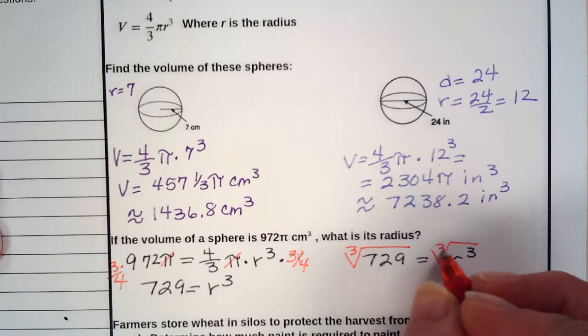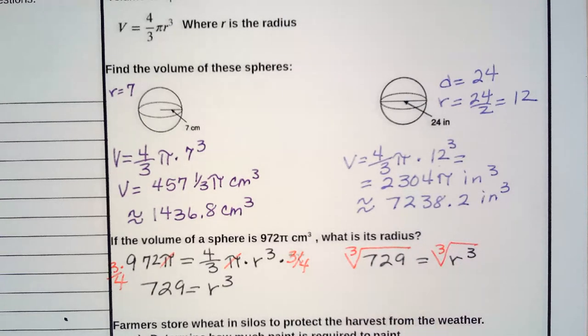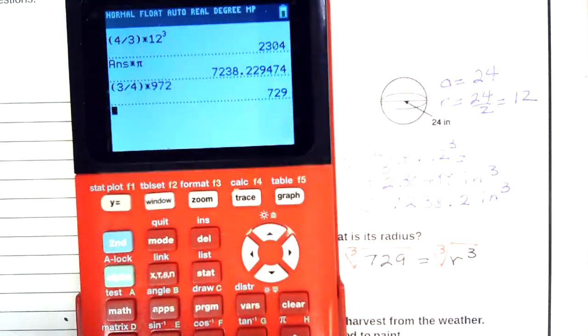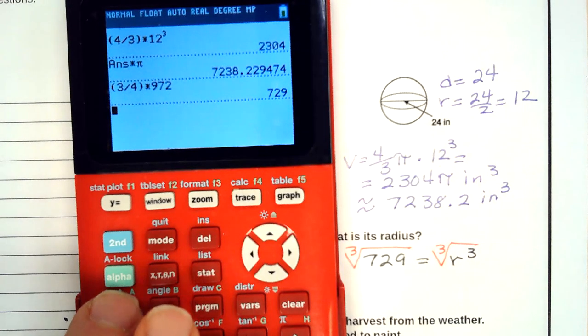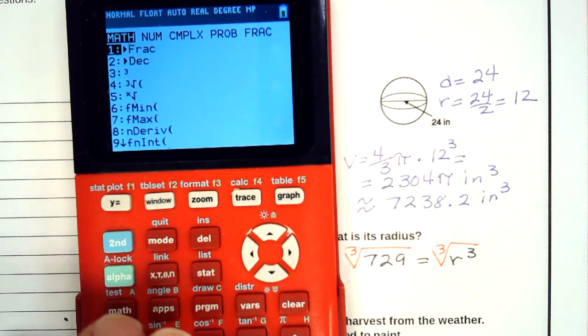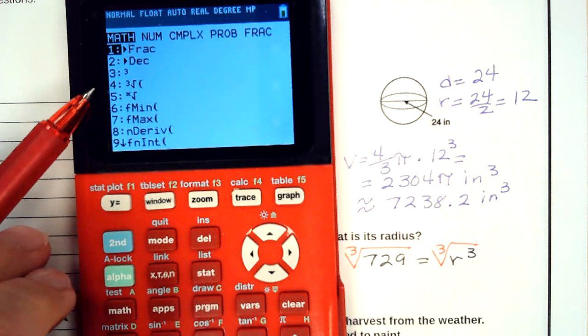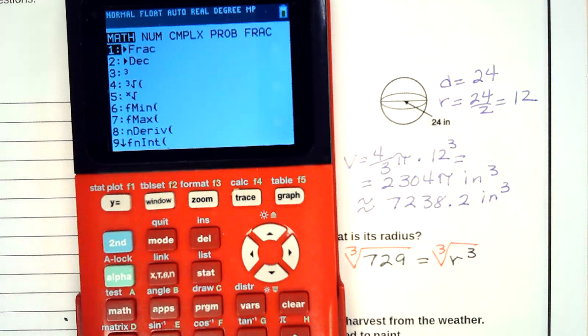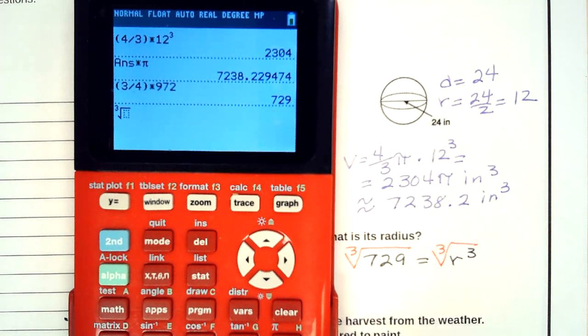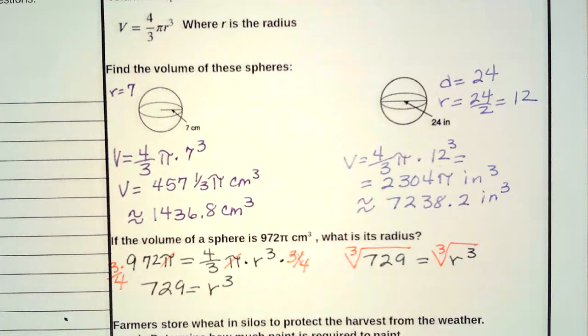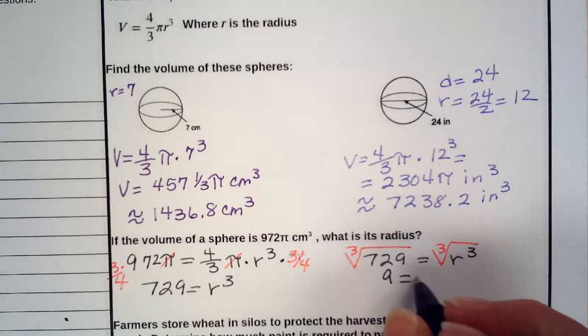Okay, in my math button, that math button is very nice. If you look on number 4, I'm taking the cubed root. So I'm just going to hit the number 4. I've got the cubed root, 729, and I end up with 9. 9 is equal to r.